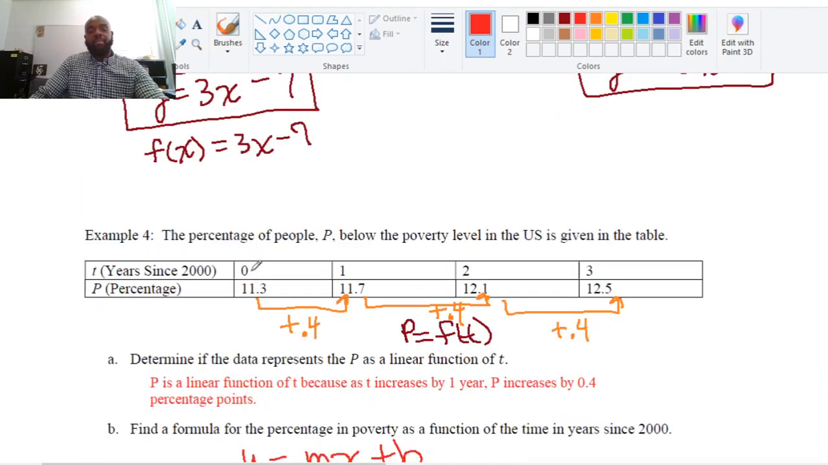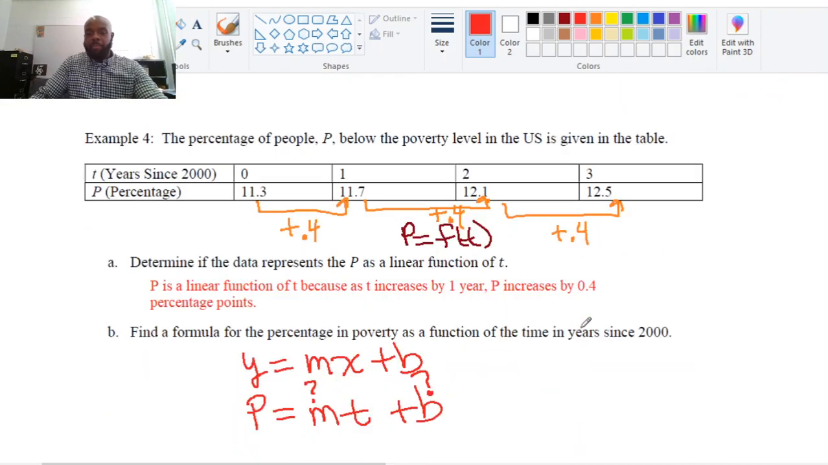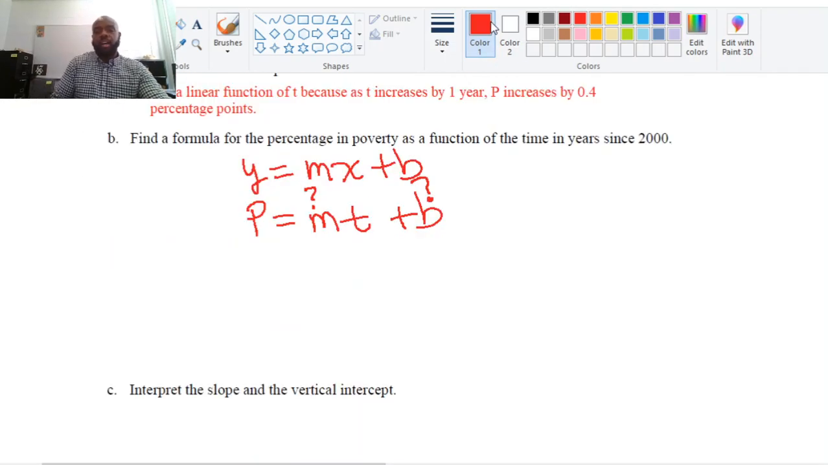Well, notice here, our input, our x, our t here, is increasing by 1, and our y values are increasing by 0.4. So guess what? Our slope is 0.4, all right? Now, our vertical intercept, let's go back to the definition of a vertical intercept.